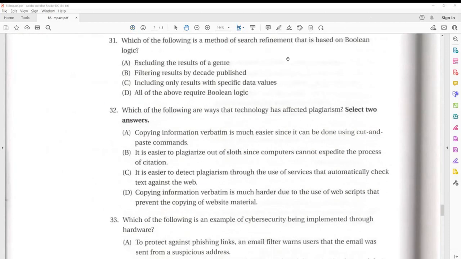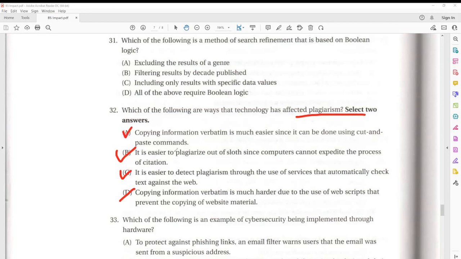32. Which of the following ways has technology affected plagiarism? Who will help copy? Which one to copy? Copying information is much harder? No. Easier to plagiarize, yes. Easier to detect, yes. So 32, copying information verbatim is much easier, yes.